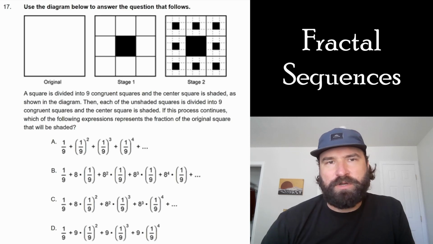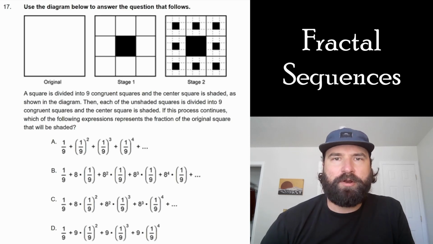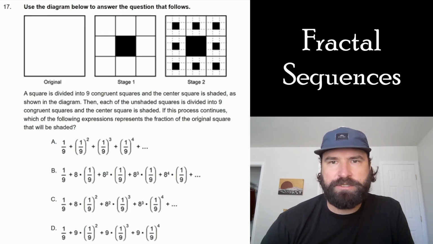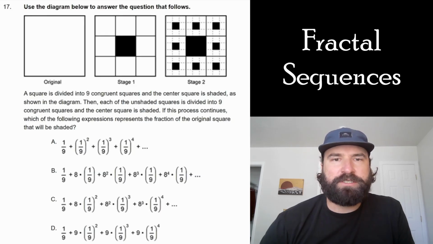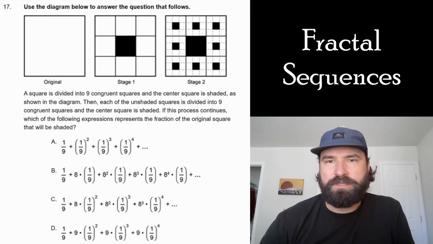All right, let's crush another MTEL question. This one says, use the diagram below to answer the question that follows. We've got these 3 squares with some shaded squares inside of them. So the square is divided into 9 congruent squares, and the center square is shaded, as shown in the diagram.